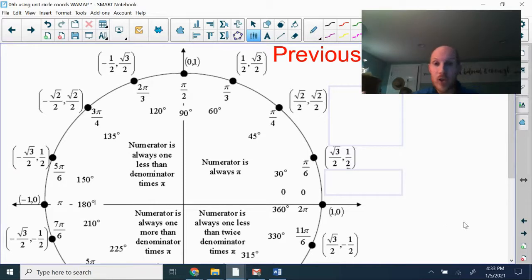The coordinates never change. Every unit circle is the same because it's a unit circle. It's got a radius of 1, so the coordinates don't change. These are the coordinates that we use every time. If we are evaluating trig ratios, use the unit circle.